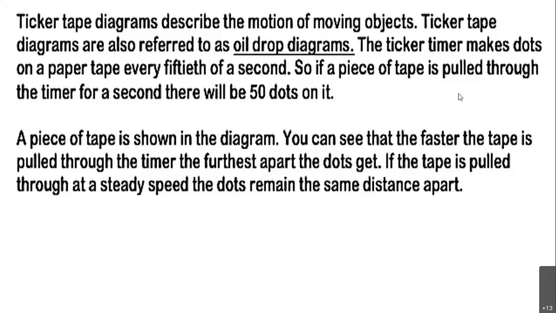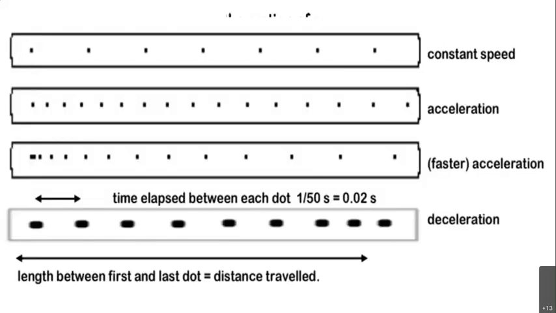And depending on how fast the object is moving, how fast the tape is being pulled through, the tape is attached to the object, okay? Then we can look at the tape and analyze the motion of the object. So if we look at these ticker tape diagrams, let's talk about the motion that's represented by each.